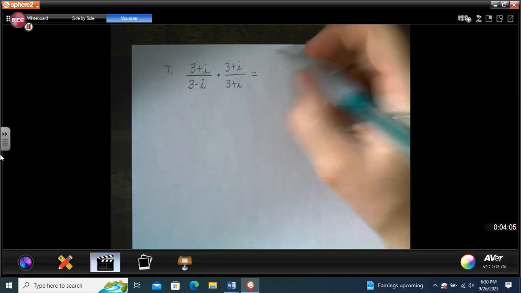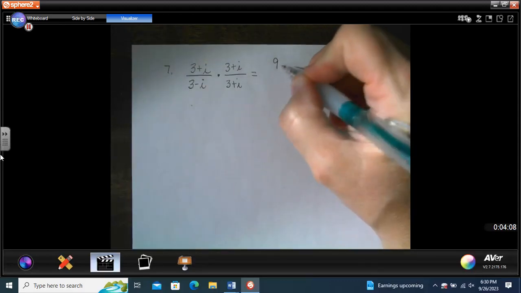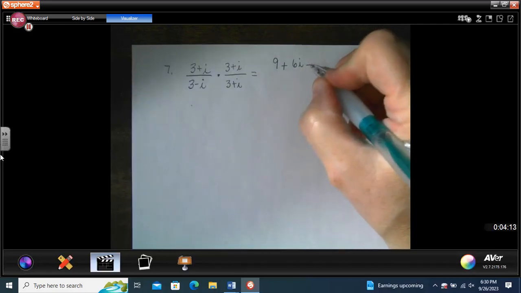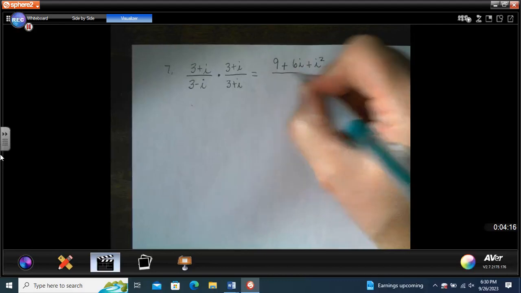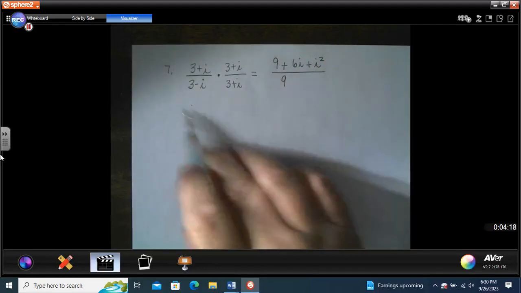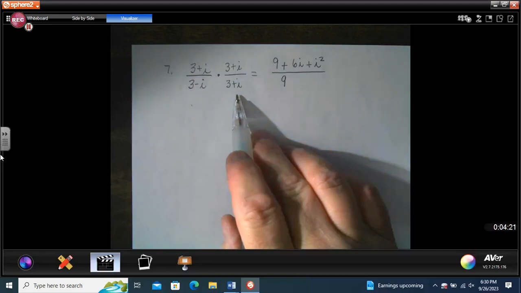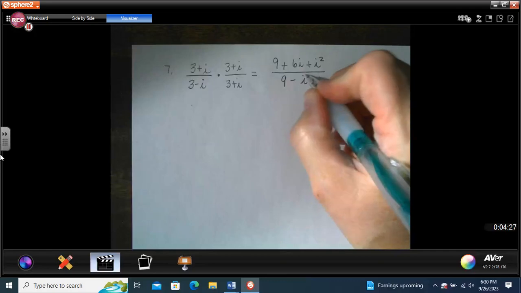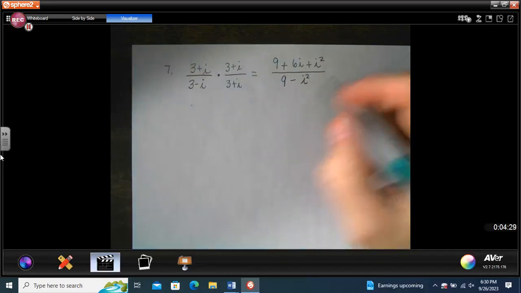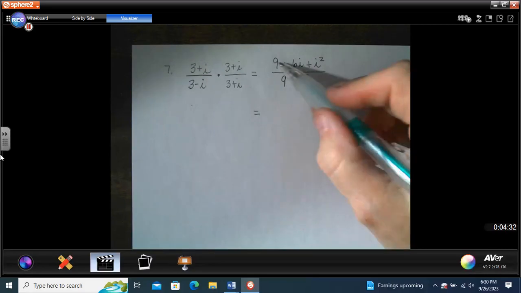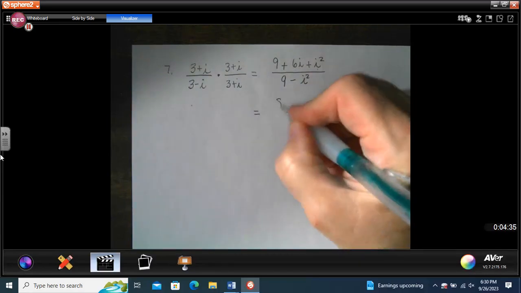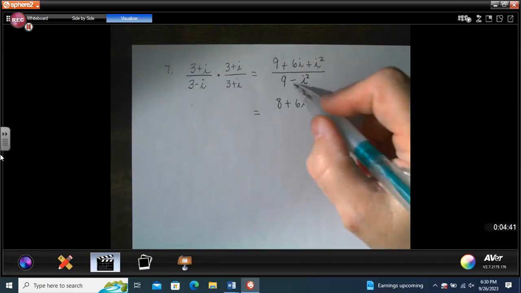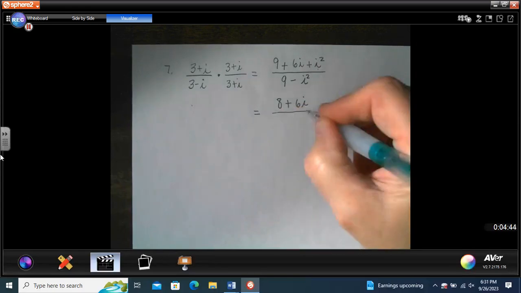So when I multiply that out, it's going to be 9 plus 3i plus 3i would be 6i, and then plus i squared. Over 9, and it's going to be plus 3i minus 3i. Those are going to drop out, and I get minus i squared at the end there. Okay, so in the numerator, 9 plus -1 is 8 plus 6i, and 9 minus -1 is 10.